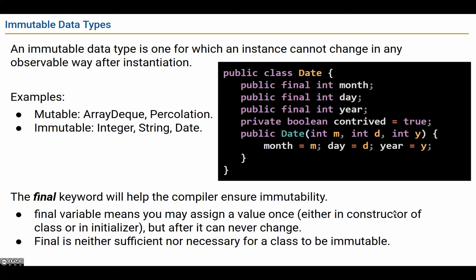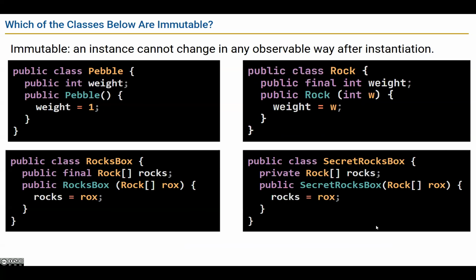Now, final is neither sufficient nor necessary for a class to be immutable. We'll show a few examples here. So let's just take a quick look. Which of the following do you think are immutable? They are unable to be changed by code no matter how. Let's take a few minutes to discuss. So immutability means you're unable to change it whatsoever. There's no way to change things.